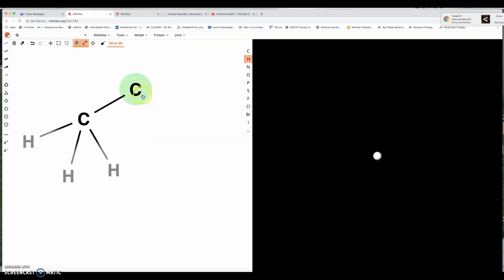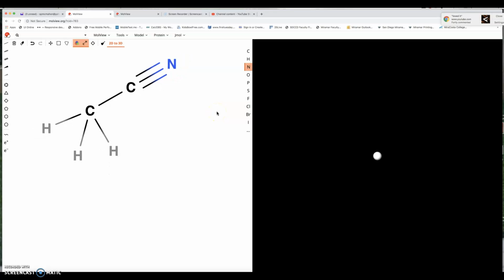And then on this carbon, it has a nitrogen, but it's a triple bond. So I'll click on triple bonds. And it still showed the carbon, so I'll go ahead and click on nitrogen to substitute it. And then you can also see that the nitrogen's in blue because they're color-coded. And then I can render it to the 3D model of it.